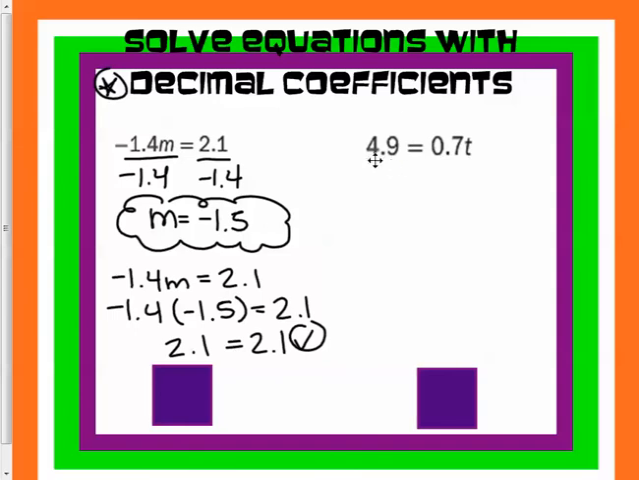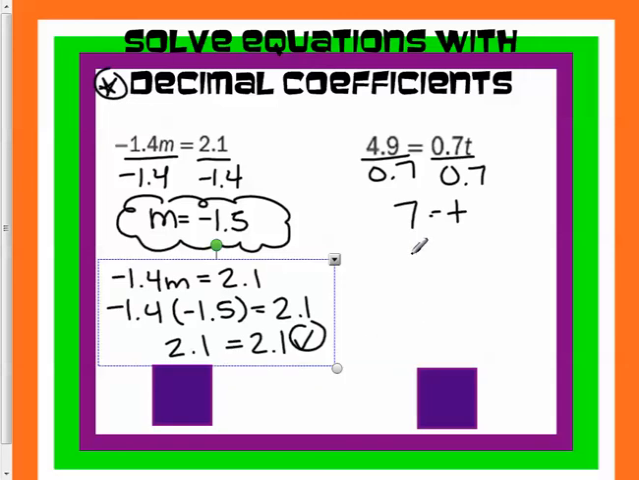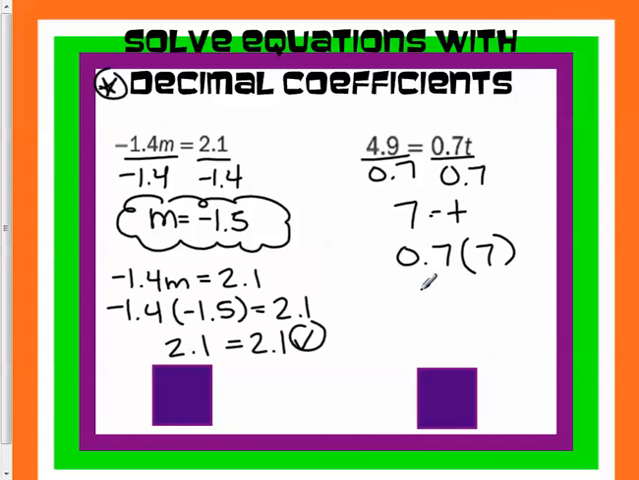Over here, we're going to divide by 7/10 on both sides. We're left with t equaling 7, and if we plug that in, we get 0.7 or 7/10 times 7, and that should equal 4.9 or 4 9/10, and that does in fact equal 4 9/10. So it checks.